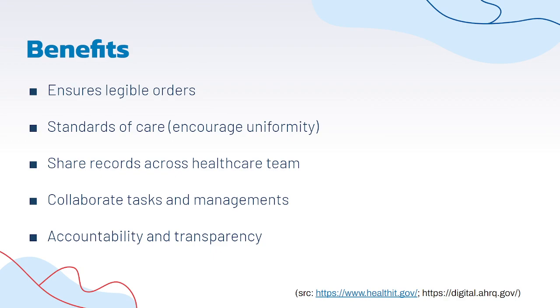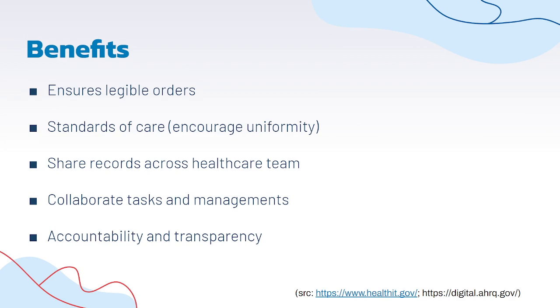Number 2, standards of care or uniformity. So there will be uniform information, uniform data. There wouldn't be much confusion on the description of orders. Everybody will be using the same words, the same vocabulary for the orders. All orders, no matter which user it may be, will more or less be the same.